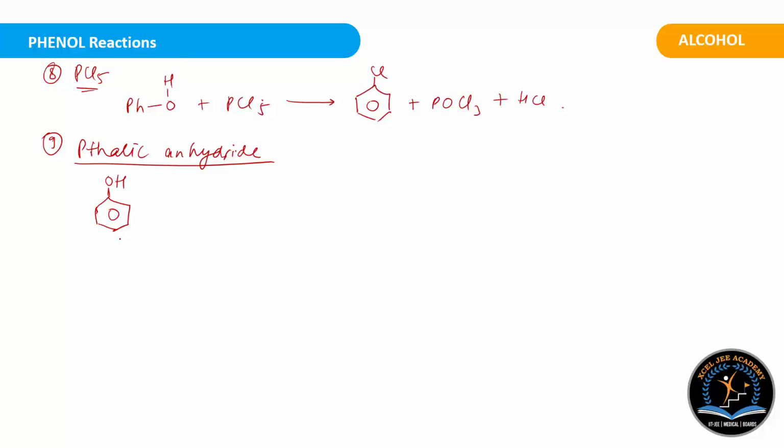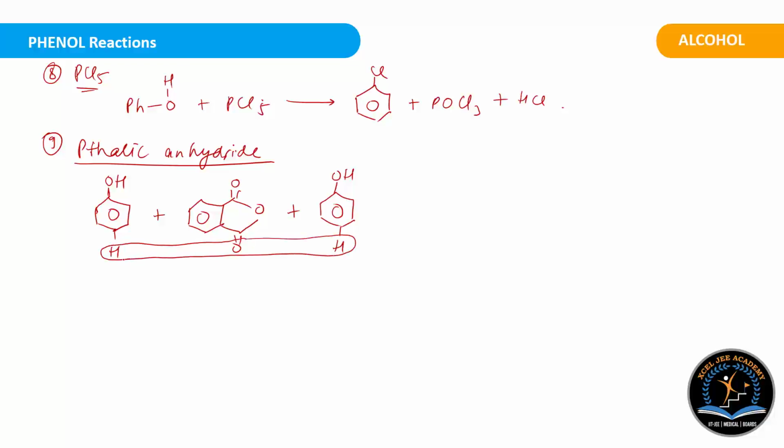Now this has a hydrogen, and this is the phthalic anhydride. Now this phthalic anhydride reacts with the phenol. This is the anhydride compound, and this is oxygen. It will remove this hydrogen, and along with that, this hydrogen will also be removed. In that case, it will be water removal.